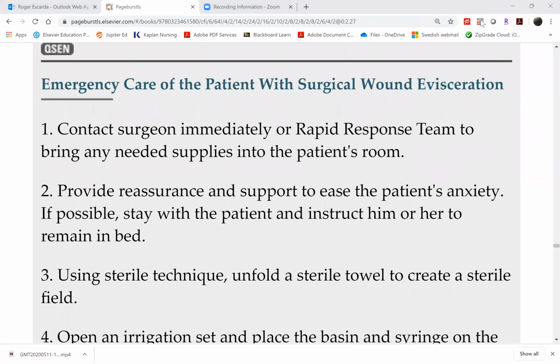Look at number 2. Never leave the patient. All right, stay with the patient. It's a scary episode, and you can maintain safety if you stay with them. Because if you leave them, who knows what this patient will do? They might try to push that bowel back into their abdomen. They're not supposed to, because you can't contaminate that. So just yell for help or activate rapid response if you have some way to do so. Do not leave the patient.